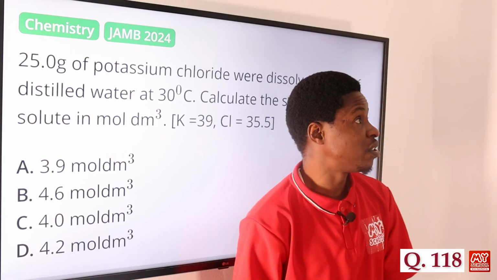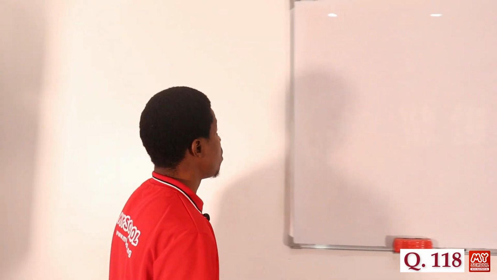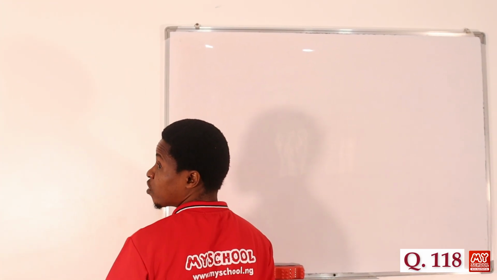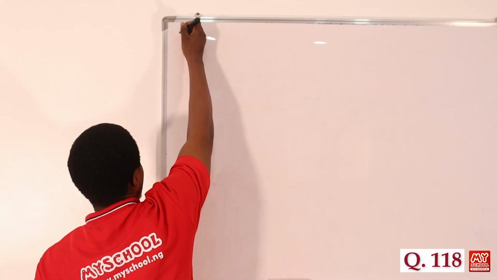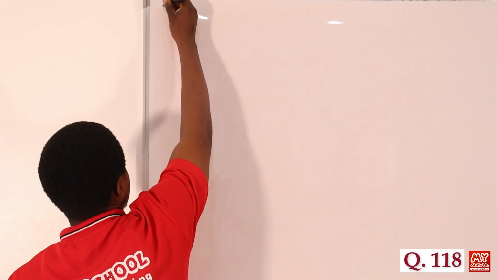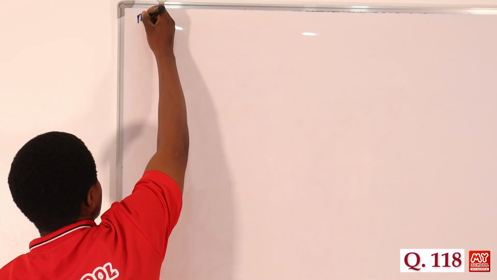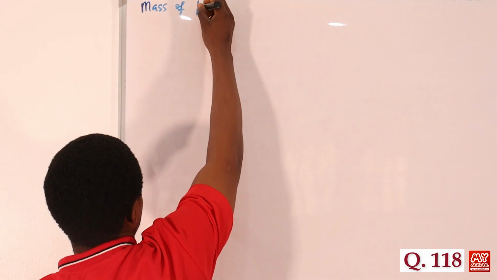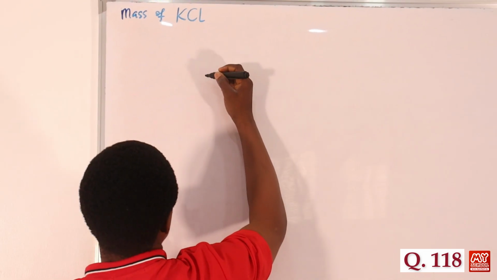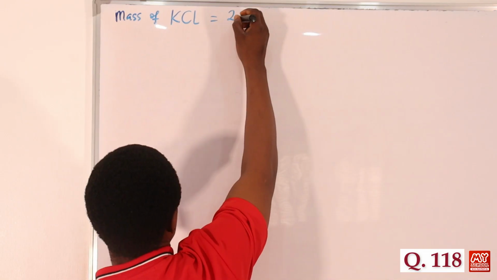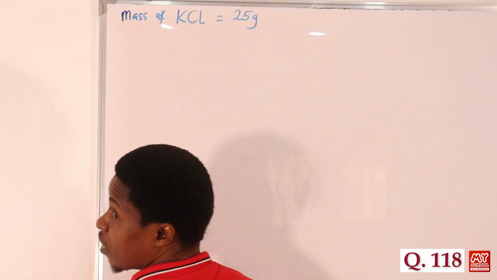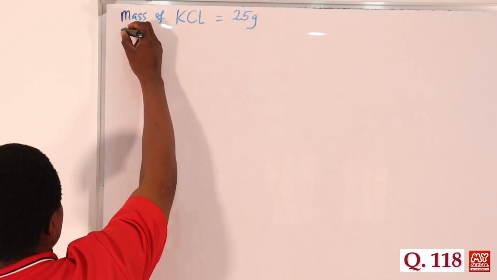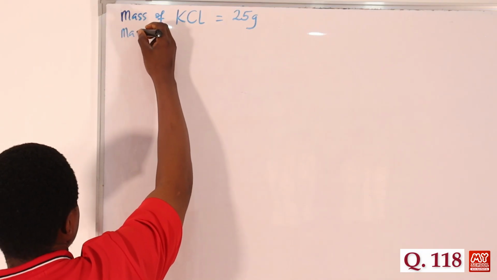Let's move on to the board and solve that question. We're told that we have 25 grams of potassium chloride. So we can say that is the mass of the salt, potassium chloride, KCl, given to be 25 grams. Then we're told that it was dissolved in 80 grams of distilled water.